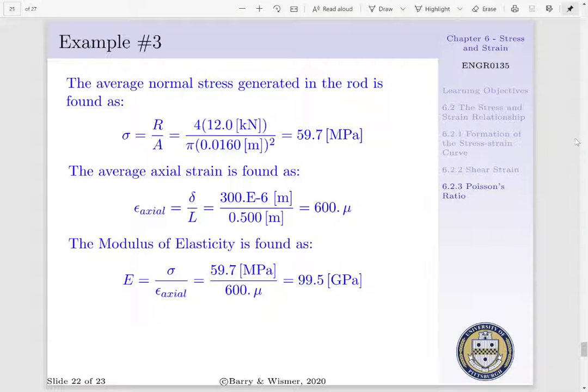Now, our modulus of elasticity is found via our stress-strain relationship. E is equal to our average normal stress per our average axial strain, which is equal to 59.7 megapascals per 600 mu. And this is equal to 99.5 gigapascals.